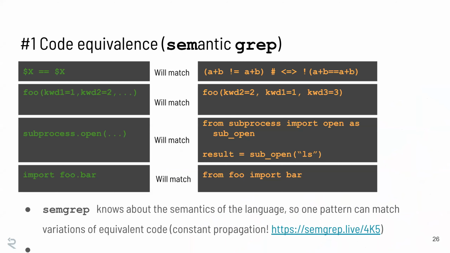The first concept is code equivalences. So this is what makes it a semantic grep. The fact that in Python, you've got keyword 1, keyword 2, and will still match keyword 2, keyword 1 is a semantic equivalence. The fact that subprocess.open will match from subprocess import open as something else, this import aliasing. If we do import foo.bar, that will match from foo import bar. These are all things where Semgrep knows about the semantics of the language. So one pattern can match variations of equivalent code.